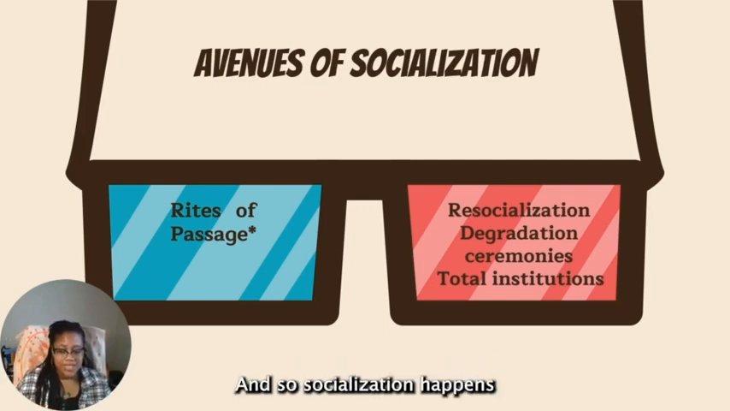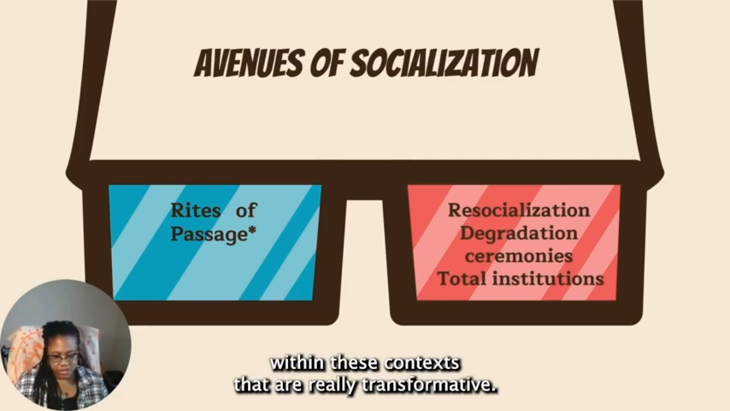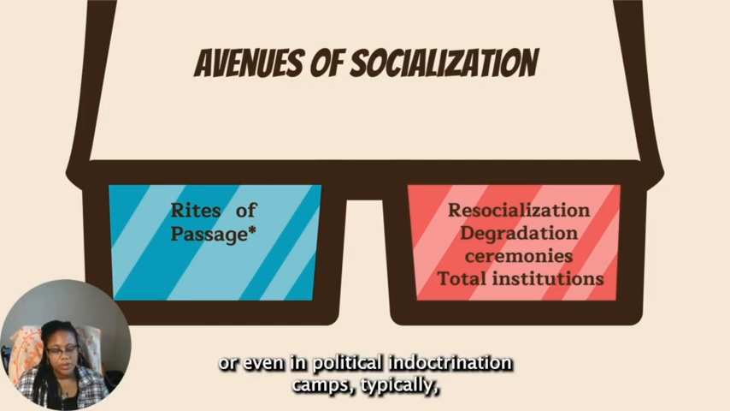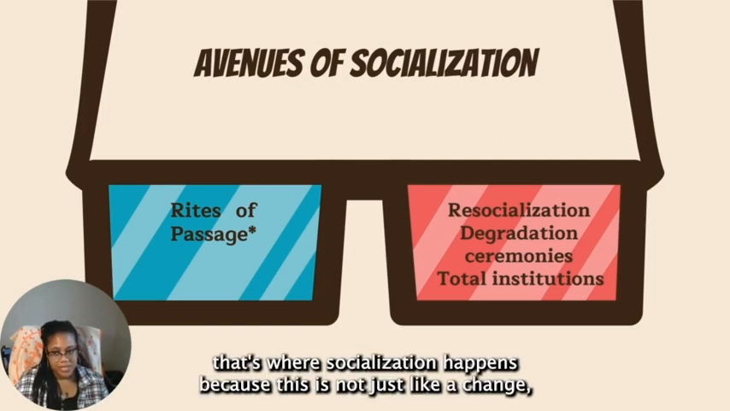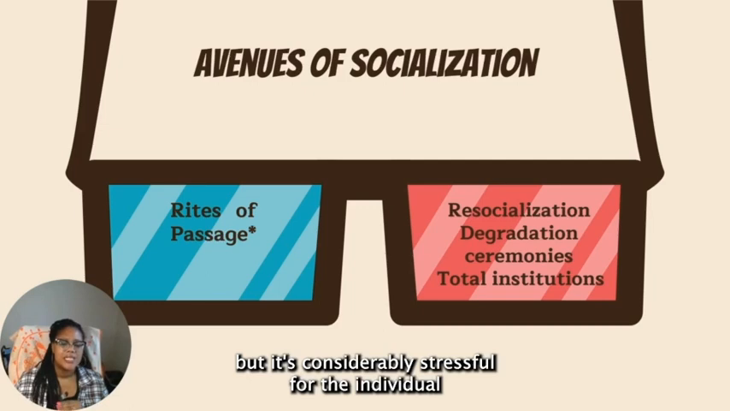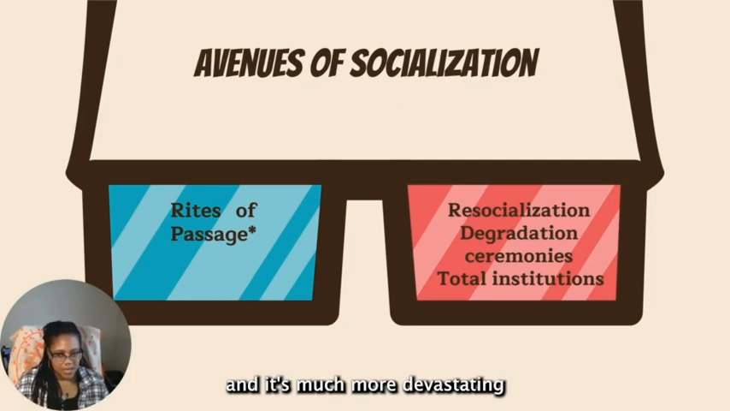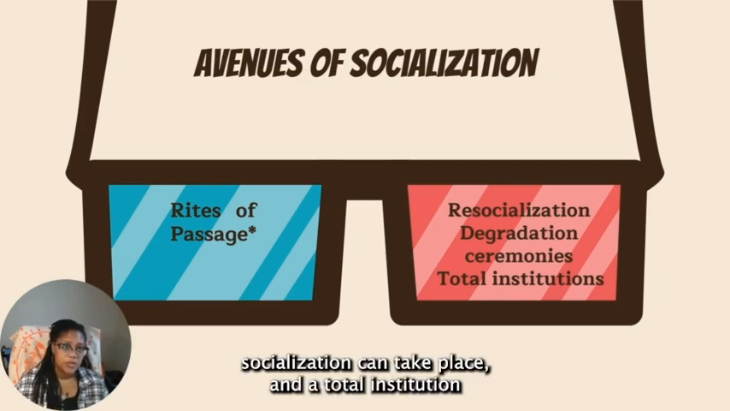And so, resocialization happens within these contexts that are really transformative. For example, going into a reform school or into some sort of major rehabilitation or therapy group, prisons or a religious conversion setting, or even in political indoctrination camps. Typically, that's where resocialization happens because this is not just a change, but it's considerably stressful for the individual. And it's much more devastating and impactful than general socialization. Often, resocialization can take place in a total institution.